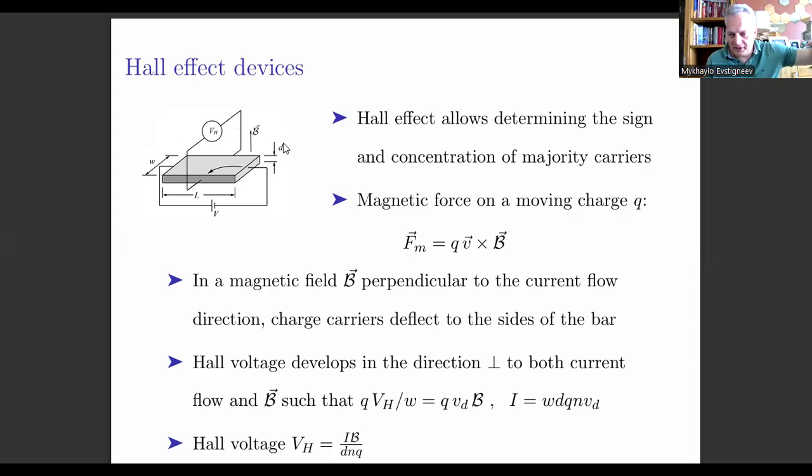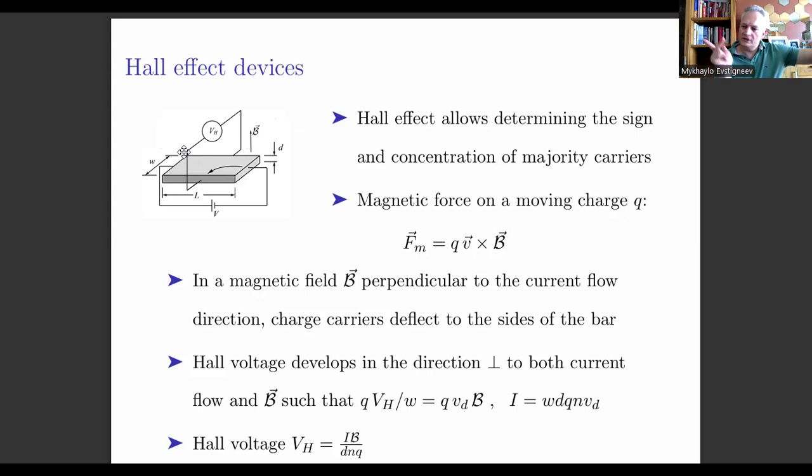Now, if your charge carriers are electrons, then the polarity of that voltage is such that this side, which is closer to us, is negative, and this side is positive. Now, if your charge carriers were holes, the majority carriers were holes, then the polarity of this voltage would be reversed, because if these were holes, then they would be drifting to the right.